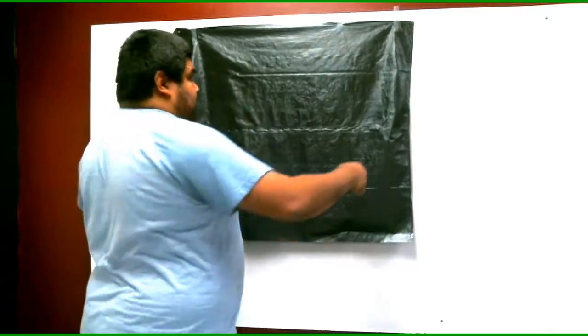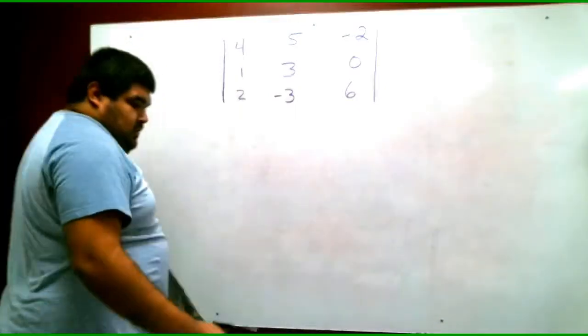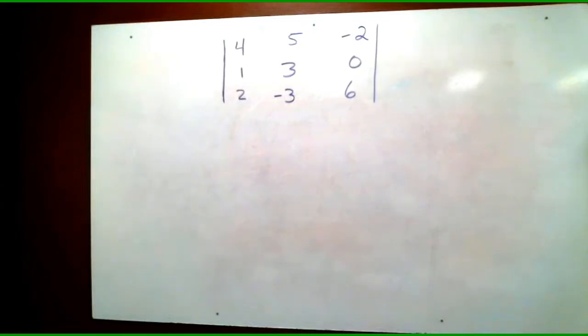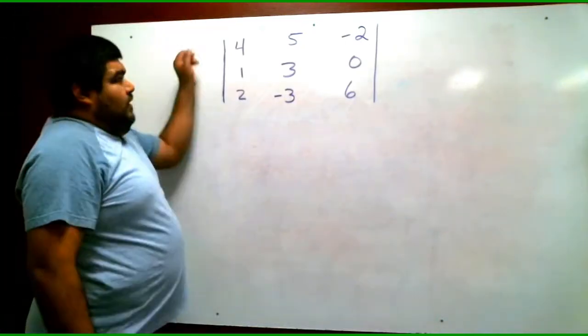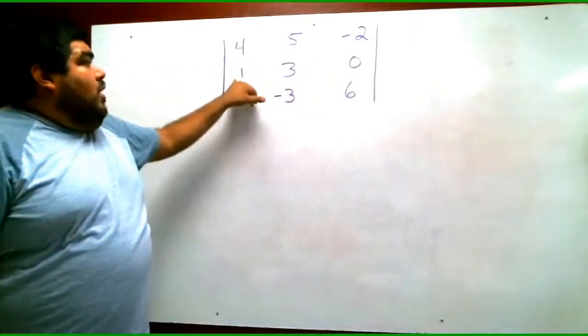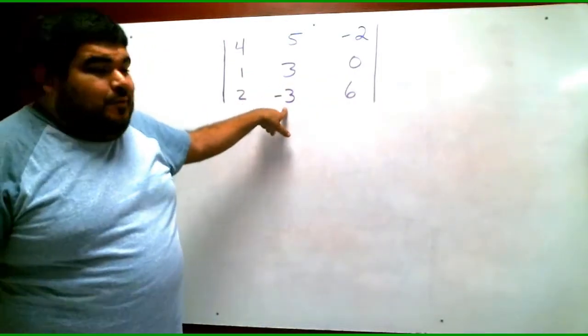Hopefully by now you have a better understanding of how the whole equation works, how it's set up. Now that we have everything we need, we can actually start our first example, okay? The example for today is this 3 by 3. We have 4, 5, -2, 1, 3, 0, 2, -3, and 6.